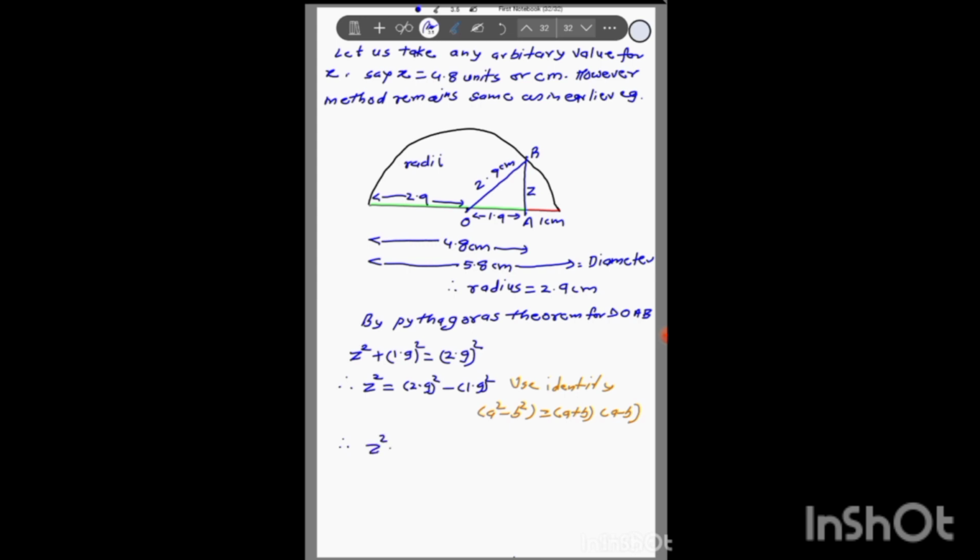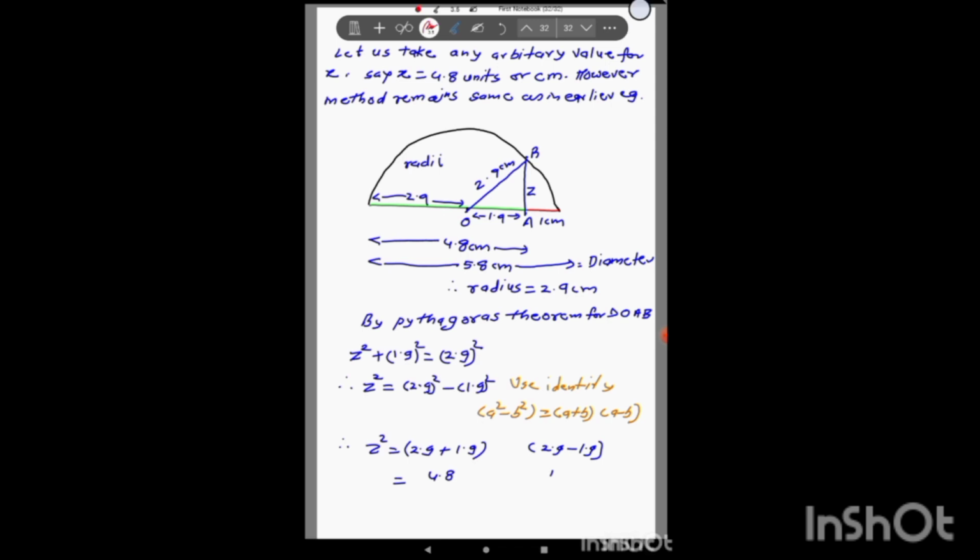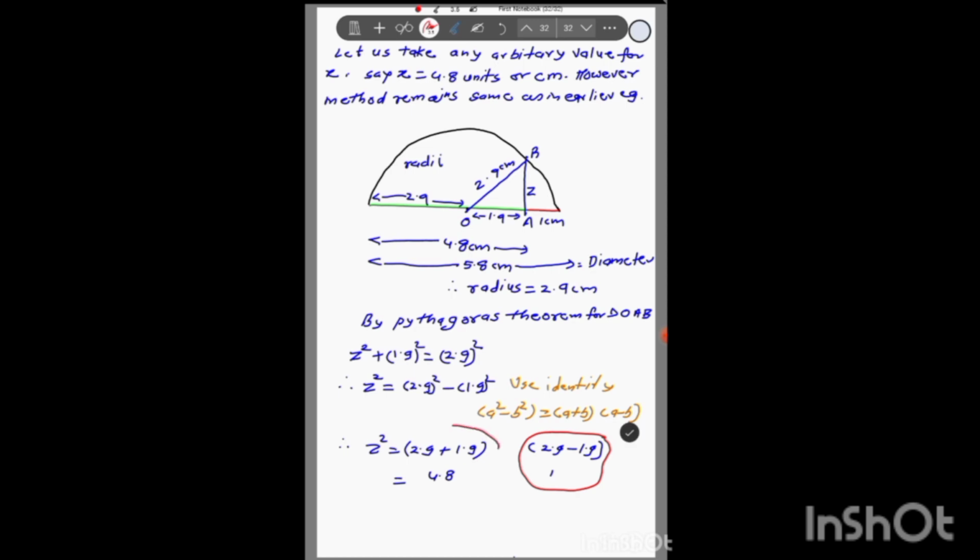So you get Z square equal to 2.9 plus 1.9, and you see a very interesting fact in this: 2.9 minus 1.9, so this is 4.8 and this is 1. Now this quantity is like 1, and this is 4.8. This is the addition of the two other sides of the triangle, 2.9 and 1.9. This is the radius, so this is the addition 2.9 plus 1.9, which is 4.8.